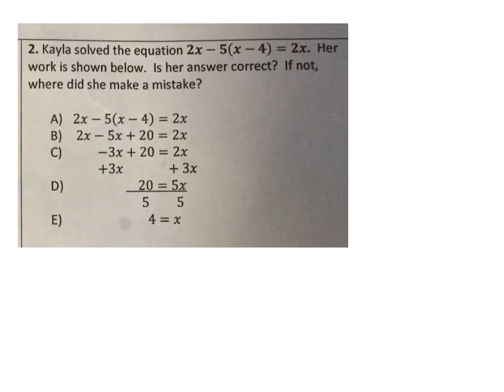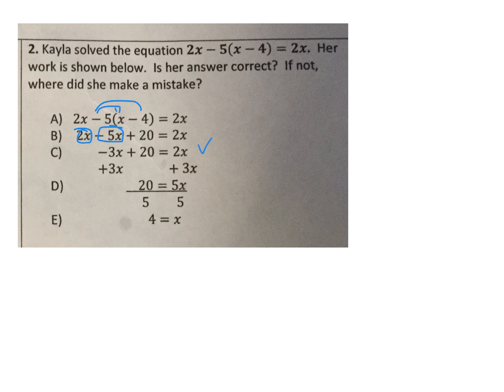All right, let's see if Kayla made any mistakes in this problem. So looking at her work, it appears as though she distributed this negative 5 onto both of these terms, turning that into negative 5x plus 20. And then it appears as though she combined like terms on the same side of the equal sign. So negative 5 combined with a positive 2 is going to give us a negative 3. So that also appears to be correct.